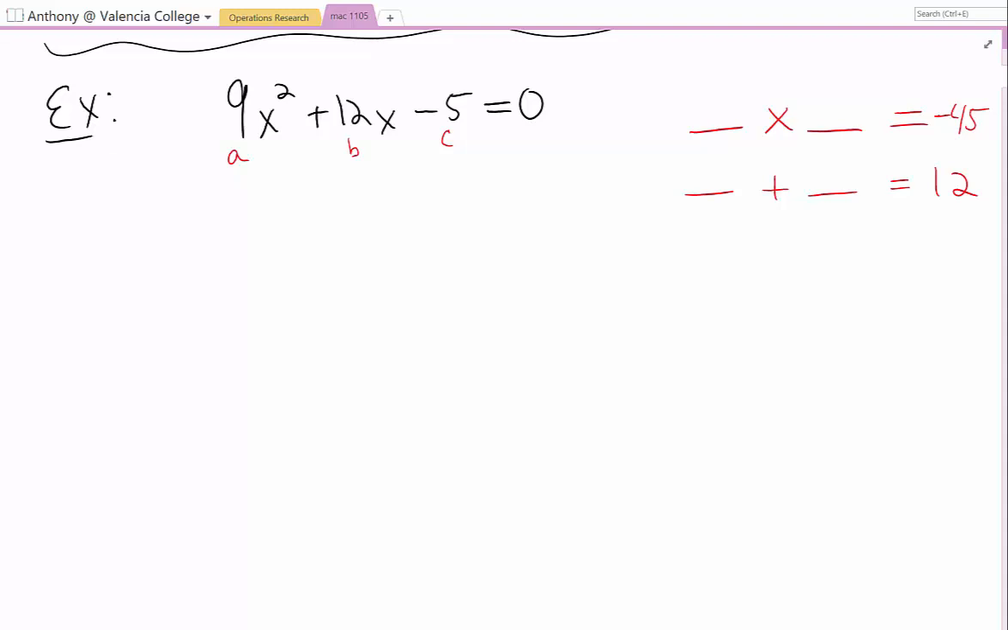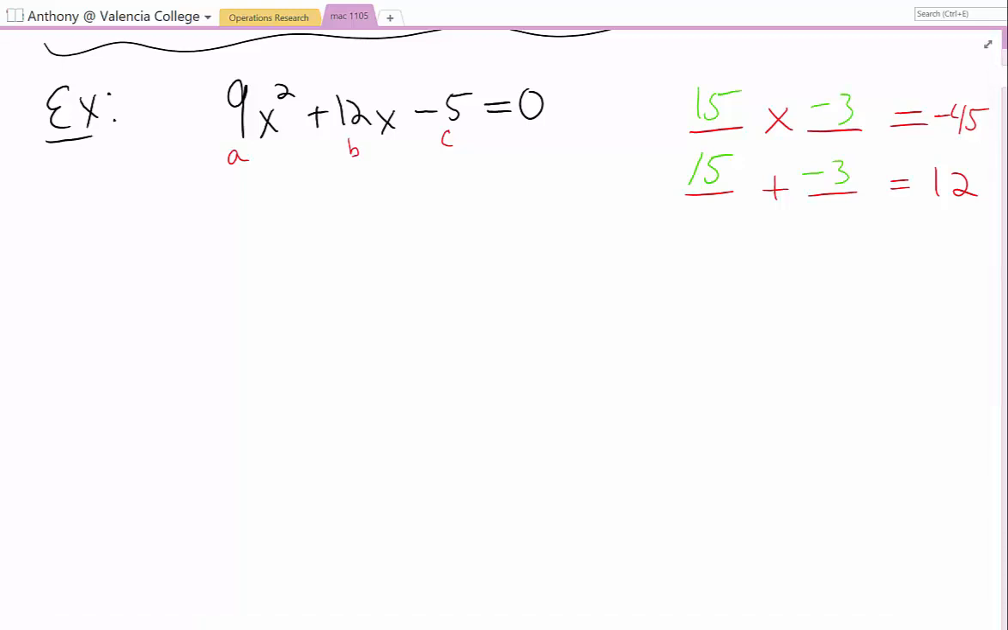Well, I'm going to get straight to it. 15 times 3 gives you 45. But I need that to be a negative 45, and I need those to add to a positive 12. So therefore, what if we took a positive 15 and a negative 3? 15 plus a negative 3 is 12. 15 times a negative 3 is certainly a negative 45. So here we go. So that's the AC part.